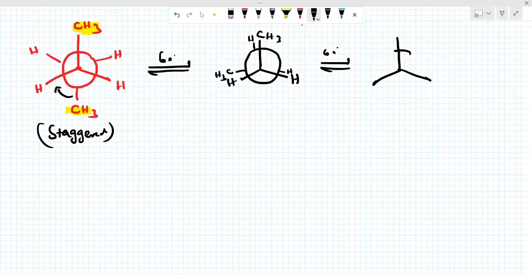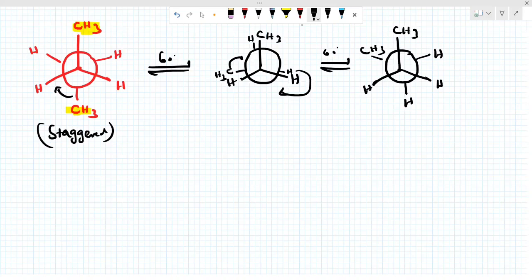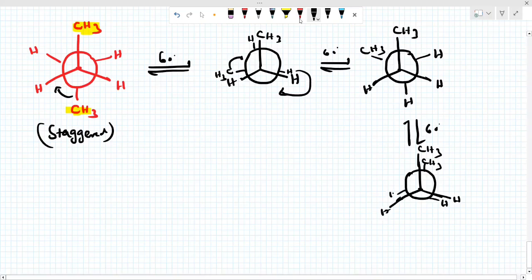Similar. This is CH3. This is H, and this H. Now this H becomes here, right? This CH3 becomes here. Now, this is H, this is CH3, this is H. Again, do 60 degrees. 1, 2, 3. This CH3, this becomes the backside of this CH3. This hydrogen is a backside, this hydrogen is a backside. See. Now, this conformer is staggered, right?